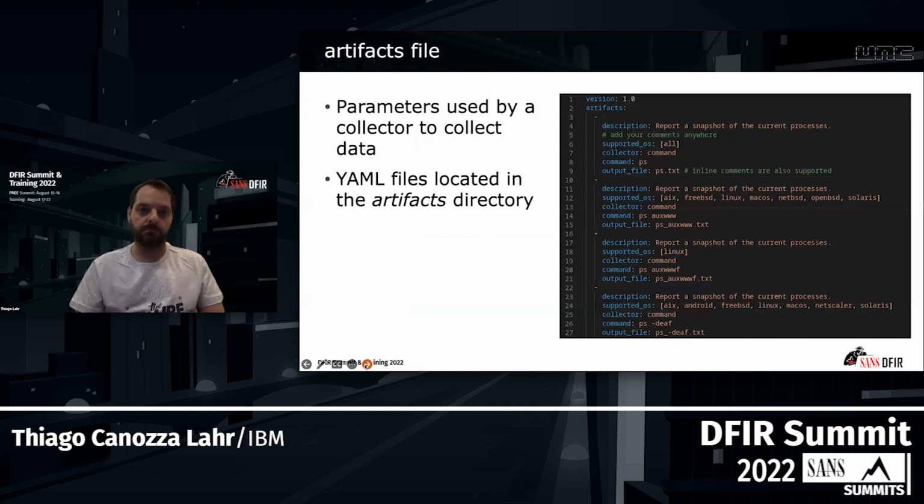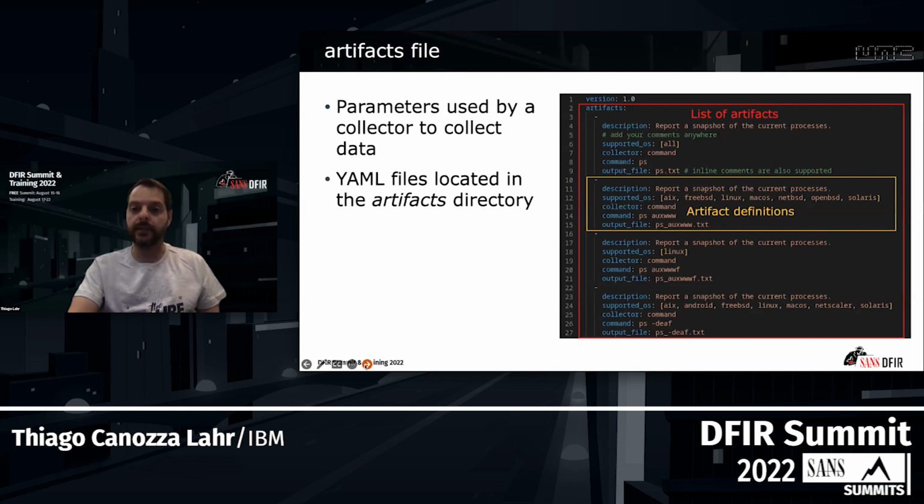So let's see how artifacts work in UAC. UAC has what we call artifacts files. The artifacts file is used to define parameters that will be used to collect data. They are basically YAML files located in the artifacts folder, and UAC will read those files on the fly and, based on their contents, will collect the data for you using one of the 5 collectors. In an artifacts file, we have the list of artifacts and then the artifact definition.